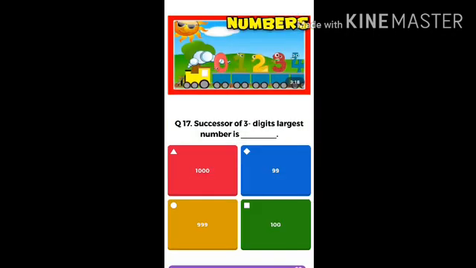Successor of the 3-digit largest number is. To solve the problem, first you need to find the largest 3-digit number, and that is 999. And successor means just after the number. Successor of 999 is 1000.